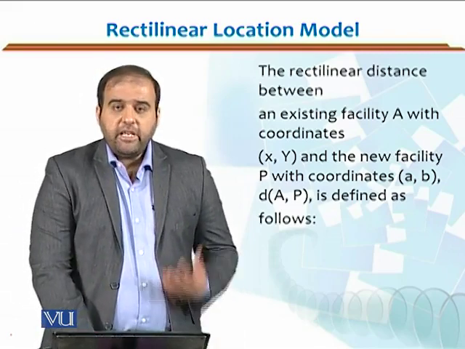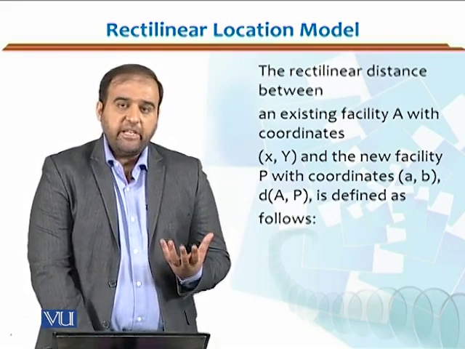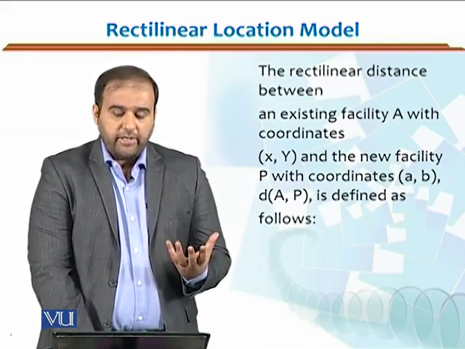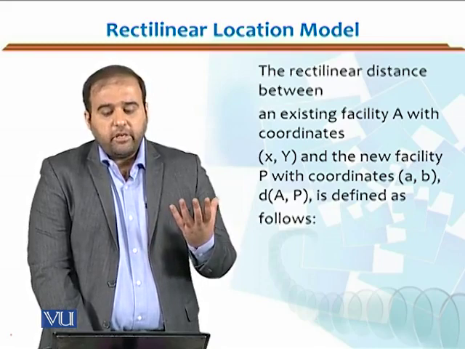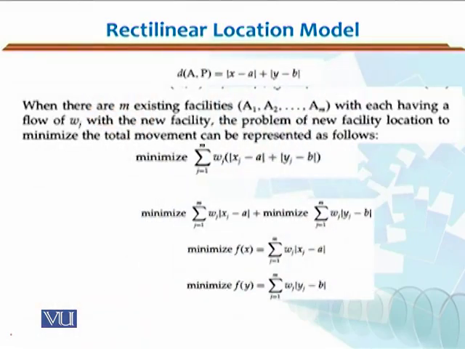So DAP, the rectilinear distance between A and P, A being the existing facility A, P being the new facility जिसको आप locate करना चाह रहे हैं, it would be defined as follows. Now, DAP would be given by the absolute value of x minus A plus the absolute value of y minus B. These are the coordinates, x and y, A and B.